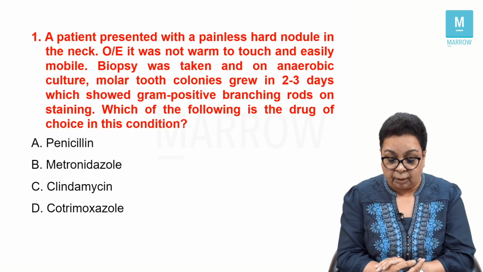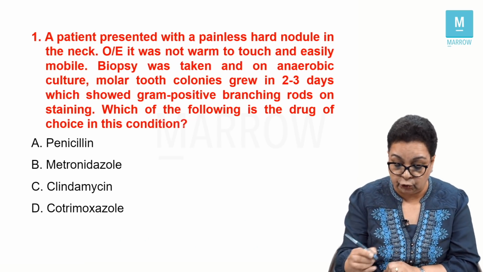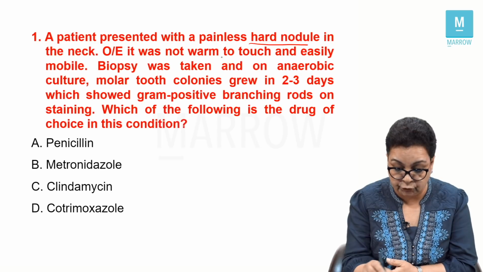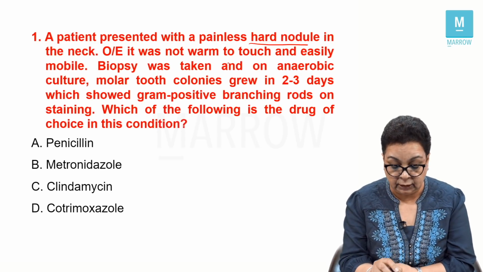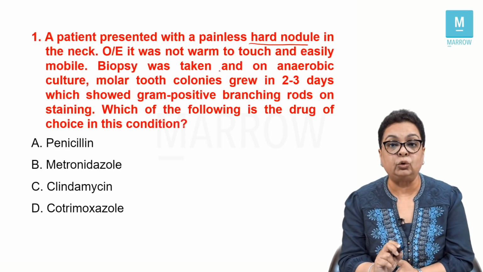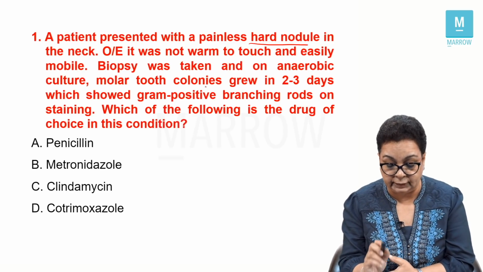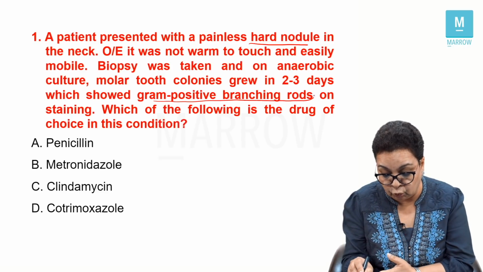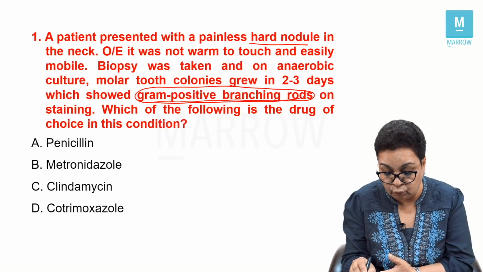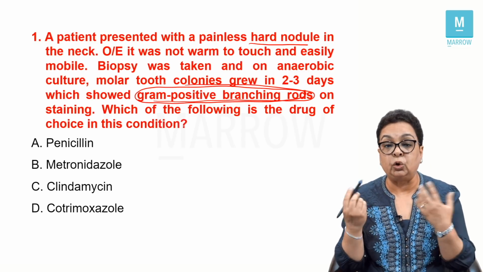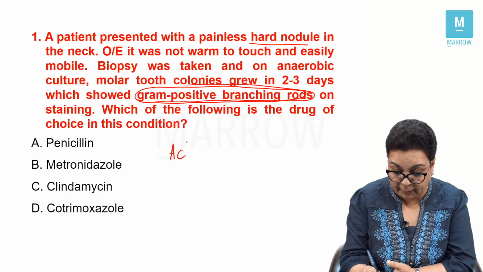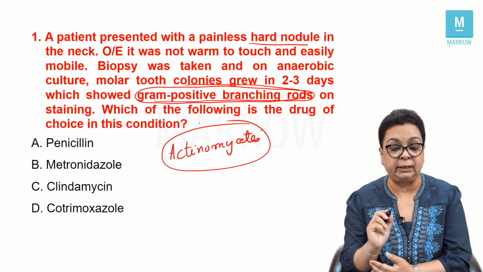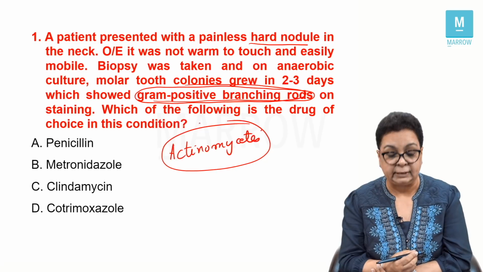So let's get going. A patient presented with a painless hard nodule in the neck. On examination, it was not warm to touch and it was easily mobile. Biopsy was taken and on anaerobic culture, molar tooth colonies grew in 2 to 3 days' time, which shows gram-positive branching rods. The first thing that should strike you whenever you read gram-positive branching rods is actinomycetes, the higher group of bacteria which are so characteristic in their morphology. Which of the following is the drug of choice?